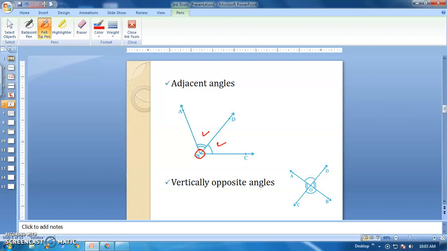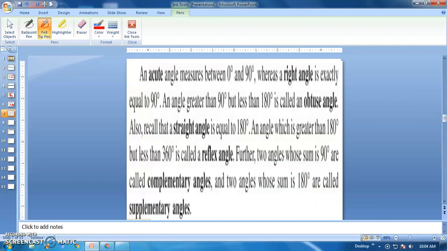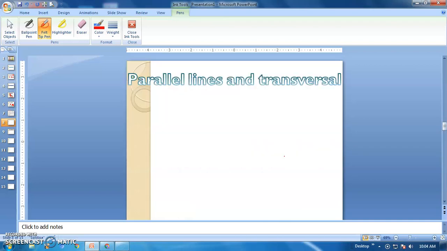And vertically opposite angles: when two lines intersect like this, four angles are formed. 1, 2, 3, 4. Angles 1 and 3 are opposite, and 4 and 2 are opposite. These are vertically opposite angles, and they are equal. So angle 1 equals angle 3, and angle 4 equals angle 2. In the last session we proved that vertically opposite angles are equal. These are the definitions we have already seen, and today we are going to see the angles under parallel lines and transversal.